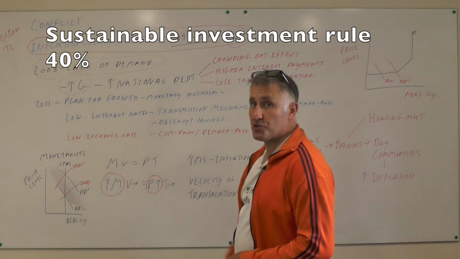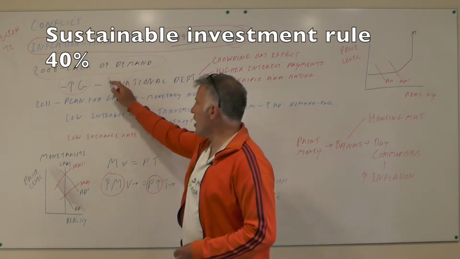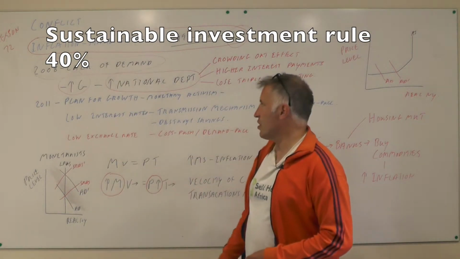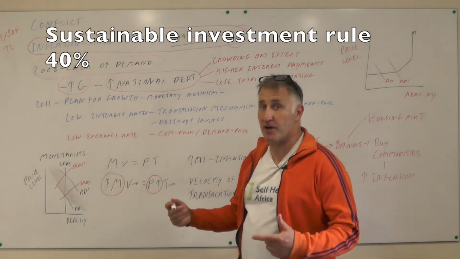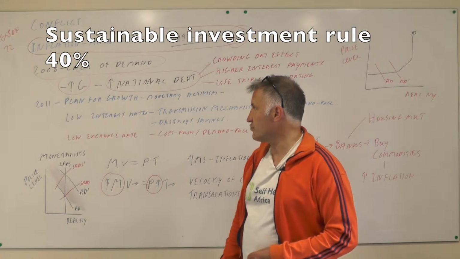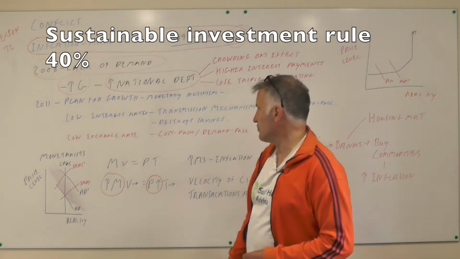However, it did also lead to a rise in aggregate demand. But obviously, this rise in national debt is getting to dangerous levels. Remember, at this time, the government did have a sustainable investment rule, that national debt should not rise beyond more than 40% of GDP. Well, by the year 2013, we're now at 80% of GDP.